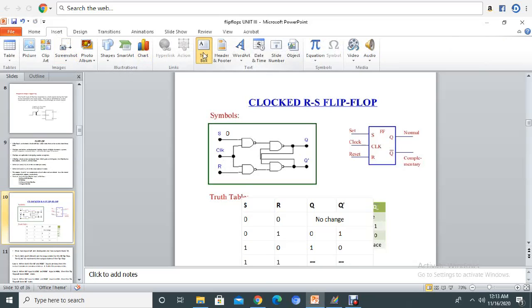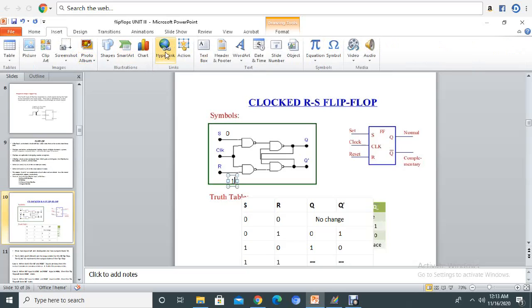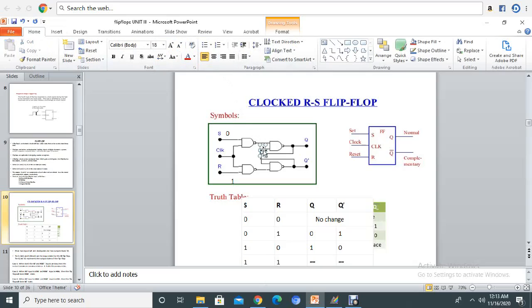S is equal to 0, R is equal to 1. Now I am applying clock pulse. If any one of the input is 0, then the output will be 1. So the output of this NAND gate will be 1.